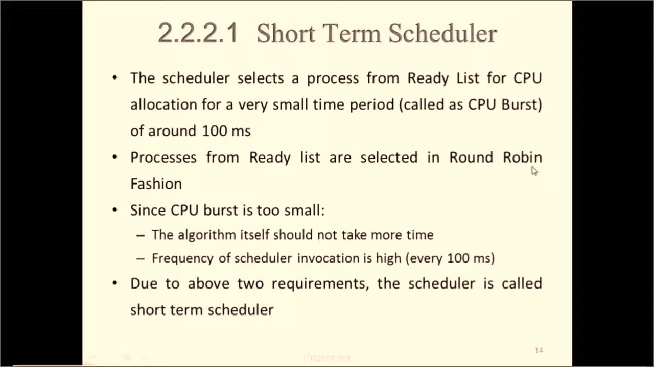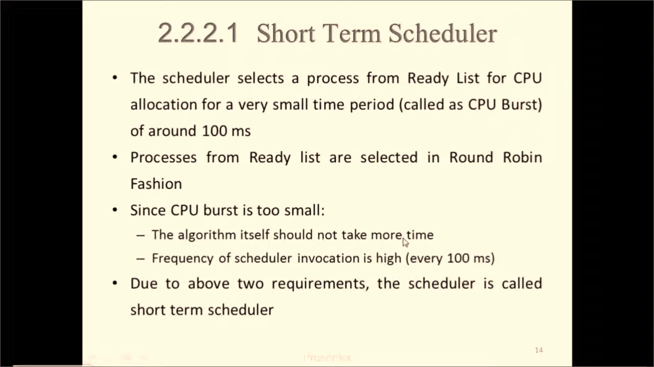When a process completes, it goes back into the tail of the queue, and when its number arrives, it might become head and then get scheduled onto the CPU. So it's a round robin fashion. So since CPU burst is too small, what is happening? It has two effects. One, the algorithm itself should not take more amount of time.